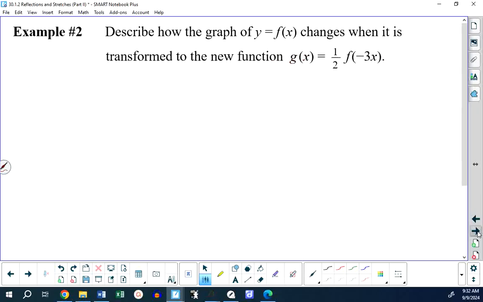Example 2, describe how the graph changes in each of these cases. Well, I'm going to abbreviate my answers. Can you just double check to make sure that that's the same question that you have? I'm going to abbreviate my answers.